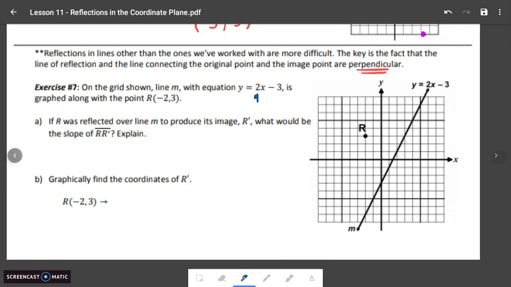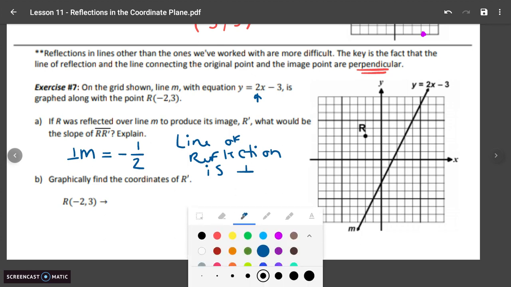Well, we just talked about that in perpendicular. So my slope here was 2. My perpendicular slope is going to be a -1/2. Okay? We can write that the line of reflection is perpendicular. Okay, so that line of reflection of this line here, when we go over it, that connecting point should be perpendicular. So now we're going to graphically find the coordinates of R prime.